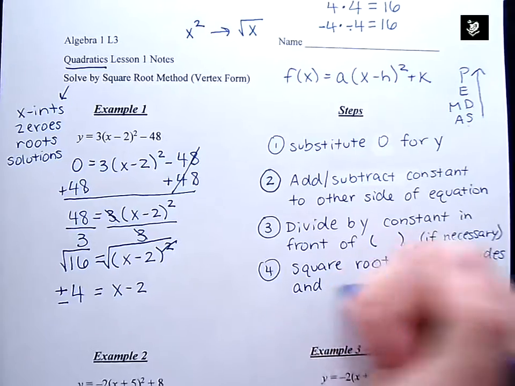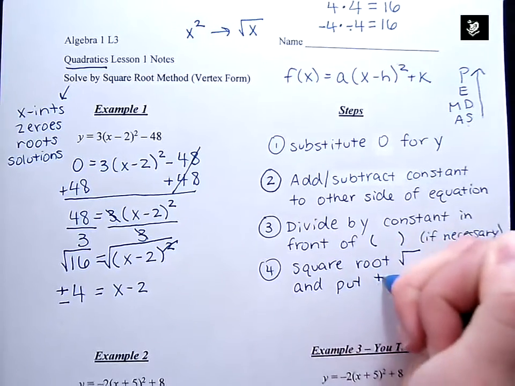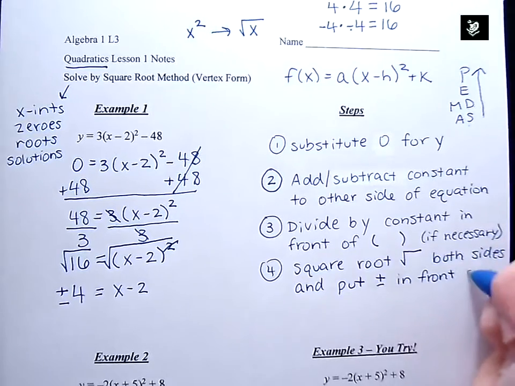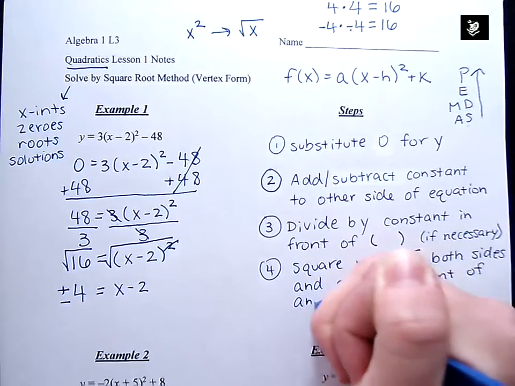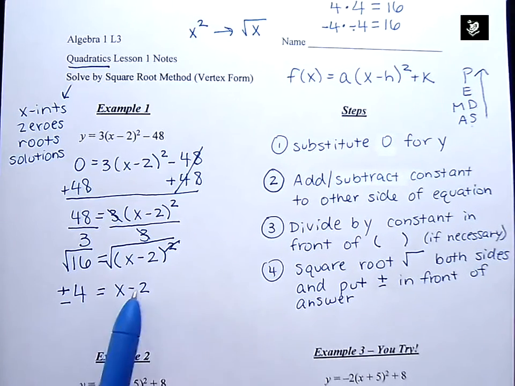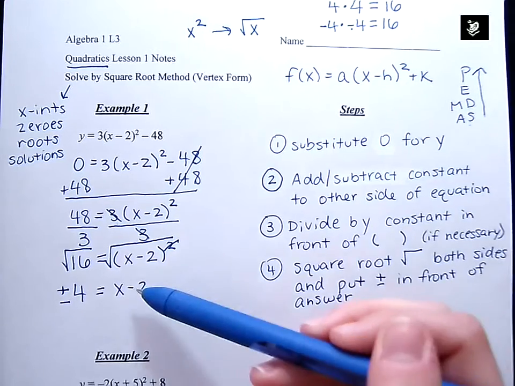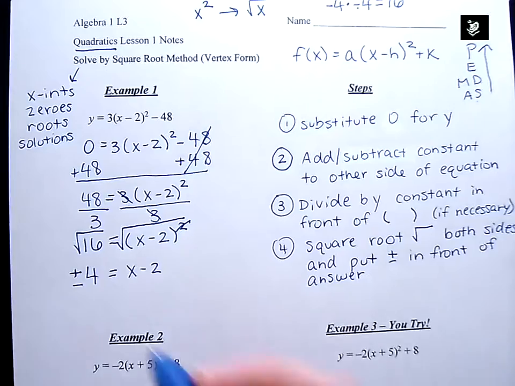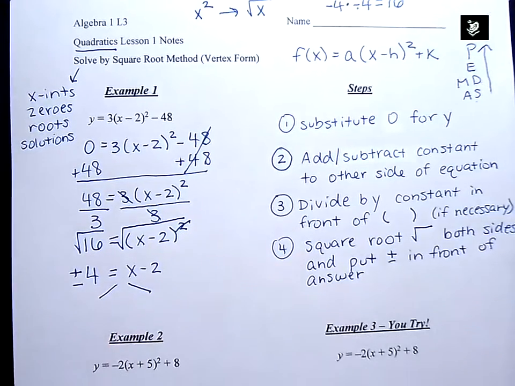And put plus minus in front of the answer. Okay, we want to make sure you don't forget both answers. Step 5. Now, since I have 2 answers and there's still one more step left over, I've got to move this 2 to get x by itself. I have to actually split this up.